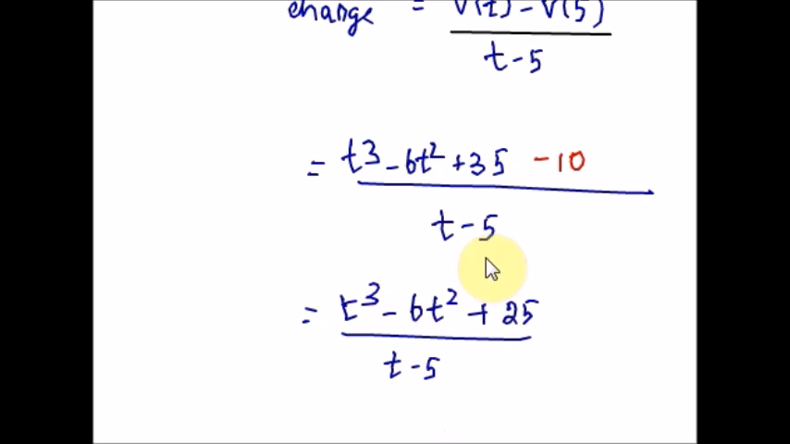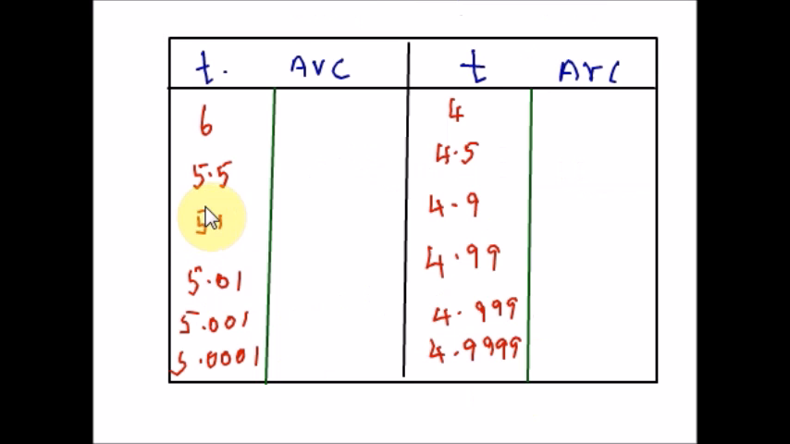We are going to use this equation. I have assumed some values that are very close to t equal to 5. I have started from 6 and ended up with 5.0001. In the same way, you have to assume numbers both on the right side as well as the left side. So these are the numbers from the left and the right. Now plug in these values one by one in the equation which we got in the previous step and find the corresponding average rate of change one by one.